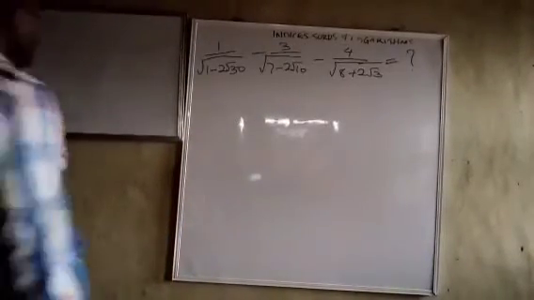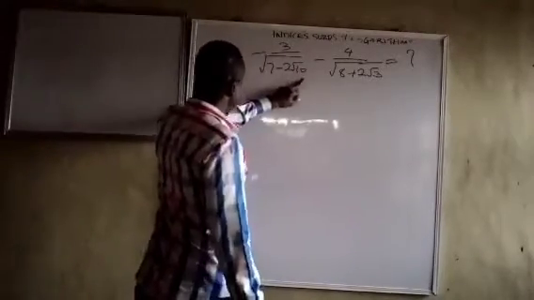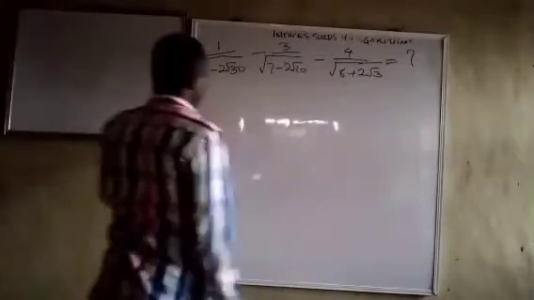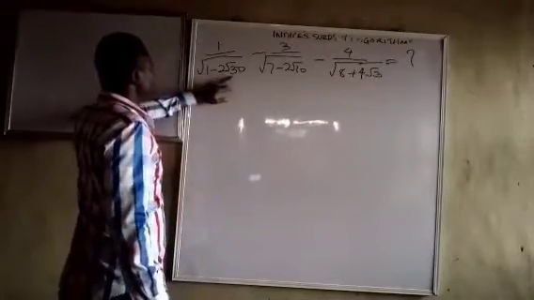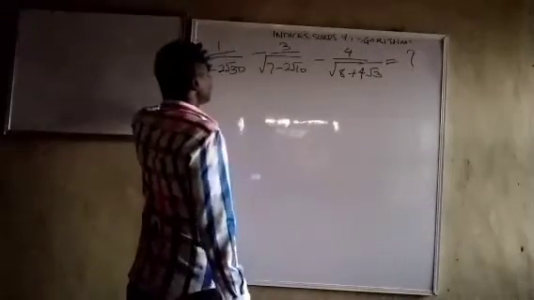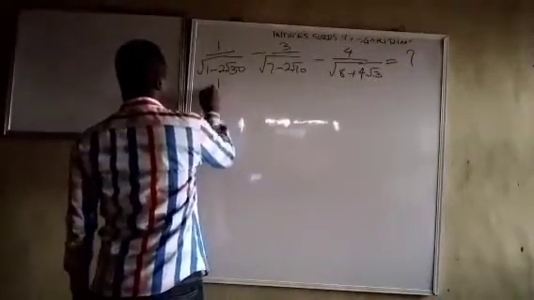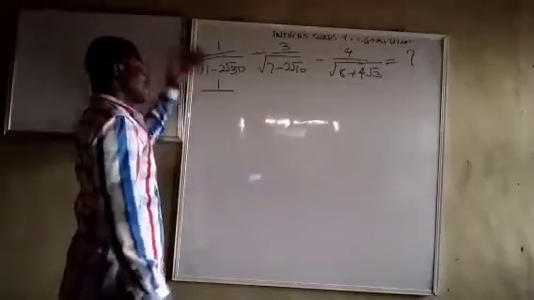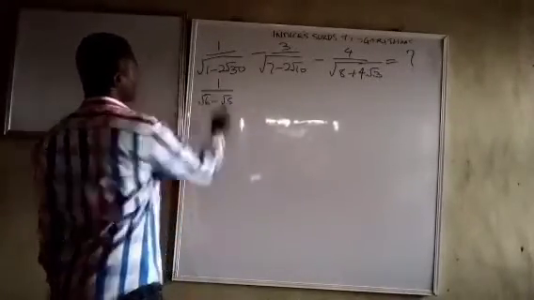We are asked, what is the value of 1 over root of 1 minus 2 root 30, minus 3 over root of 7 minus 2 root 10, minus 4 over root of 8 plus 4 root 3? So what is the value? That is going to give us 1 over, what numbers give us sum 1 and the product will be 30? That is 6 and 5. So root 6 minus root 5, because this is negative.